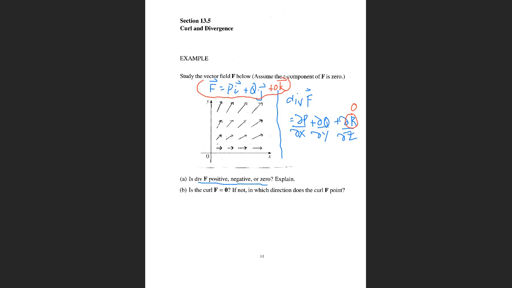Now, all right, so we need to think about what's the rate of change of the P component of the vector field with respect to X, and then what's the rate of change of the Q component of the vector field with respect to Y. So let me go on the next page so we can talk about that.